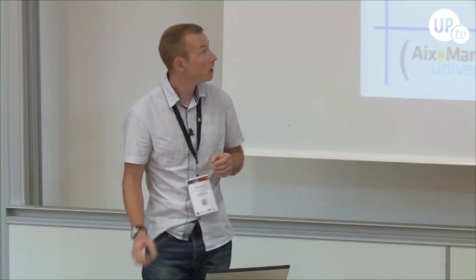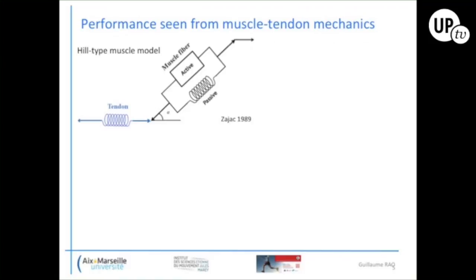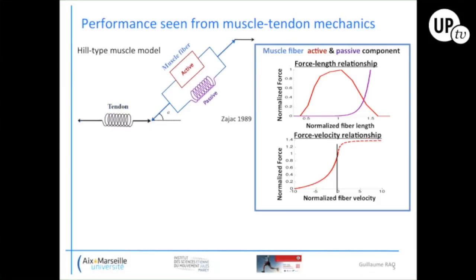A Hill-type muscle model is a 3-element model that includes, on one side, the muscle fibers. It's a phenomenological model that is just aimed at representing the output and not the real physical interaction or the real physiological aspects of the contraction. This model takes into account the classical force-length relationship, so active and passive force-length at the muscle fiber level, as well as the force-velocity relationship.